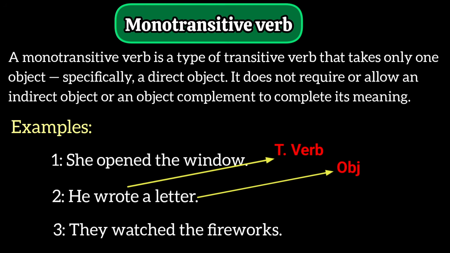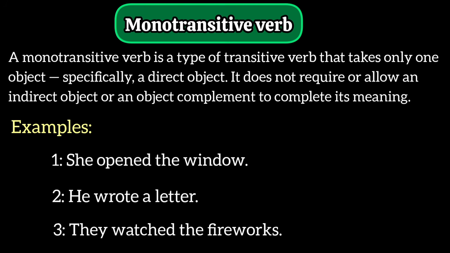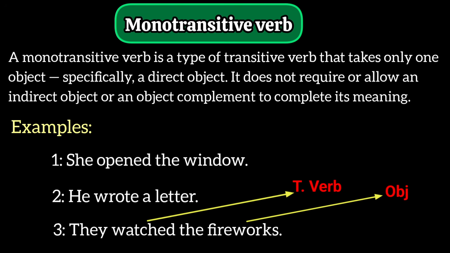They watched the fireworks. In this sentence, the verb watched is monotransitive because it directly affects a single object, the fireworks. The subject they are performing the action of watching, and the fireworks are what is being watched. There is no indirect object, no one is being shown something, and no complement that gives extra information about the fireworks. Since only one object is needed to complete the verb's meaning, watched is clearly a monotransitive verb here.